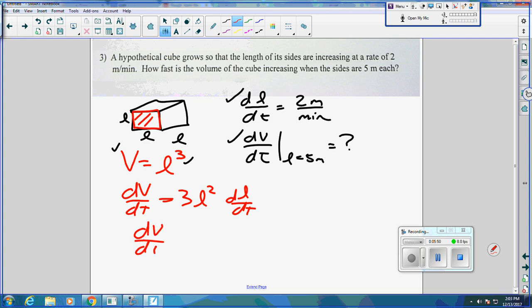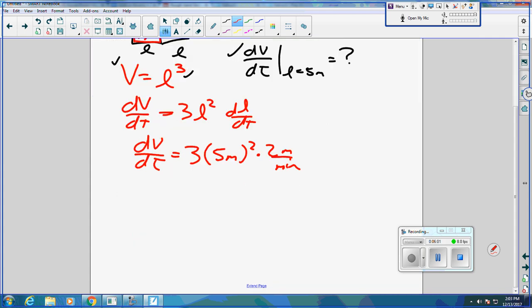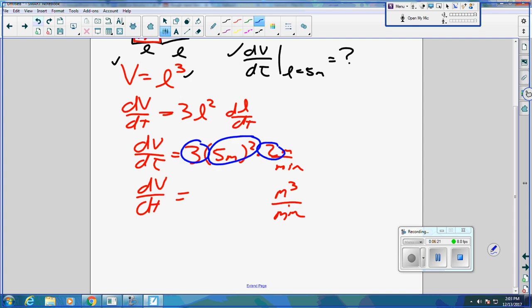So I get dV/dt equals 3 times, they said when the sides are 5 meters, squared, times 2 meters per minute. Again, I feel pretty good about the units here. You probably can see that we're going to end up with meters squared times meters. So when I'm done, right now I can tell that my units are going to be meters cubed per minute, which is volume per minute, which is dV/dt. So I'm pretty sure I've done this right, as long as I don't make a math mistake. 25 times 3 is 75, times 2, I get 150 cubic meters per minute is the change in volume.